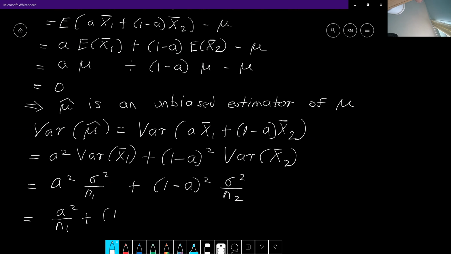Okay, guys. So this is the variance of mu. Now the question is asking you to minimize this as a function of a. This is the only thing that involves a, right? Let me call it g of a. You can call it any other name if you like.